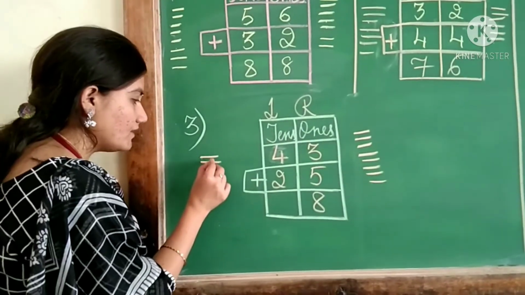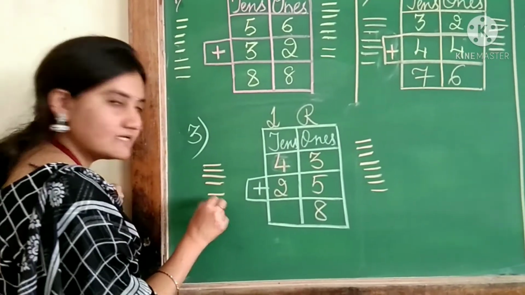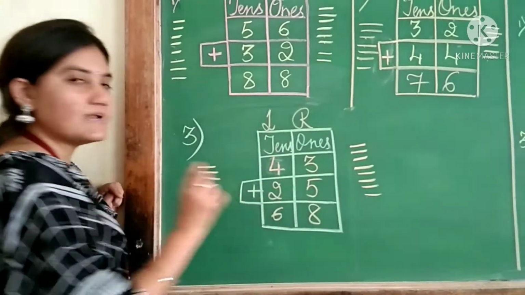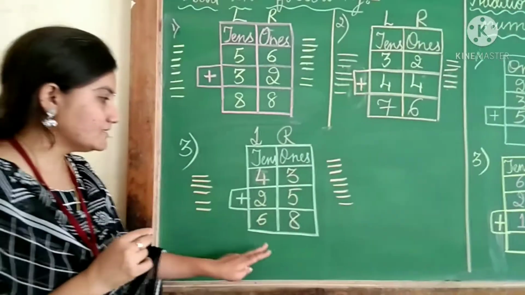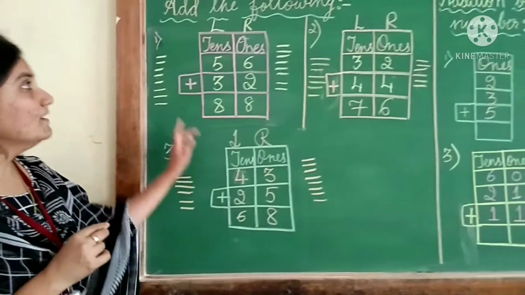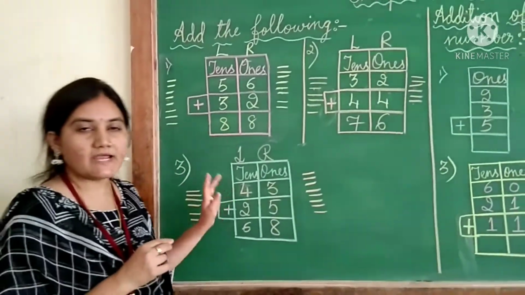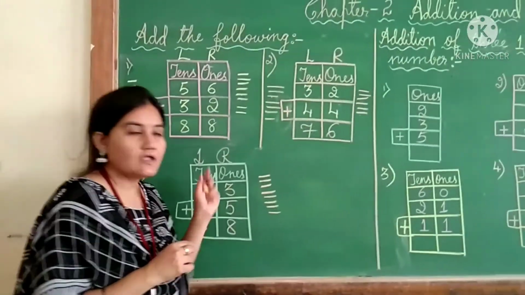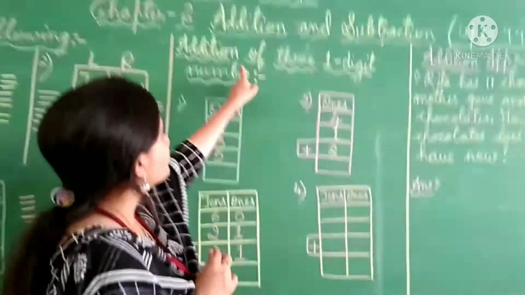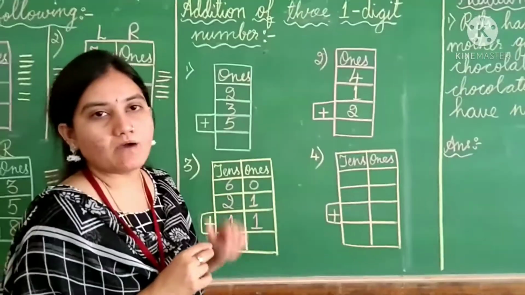Now count. 1, 2, 3, 4, 5, 6. The answer is 6 in the tens place. So the answer is 68. This is addition of 2-digit numbers, children. Now next we will move to the addition of 3 one-digit numbers.